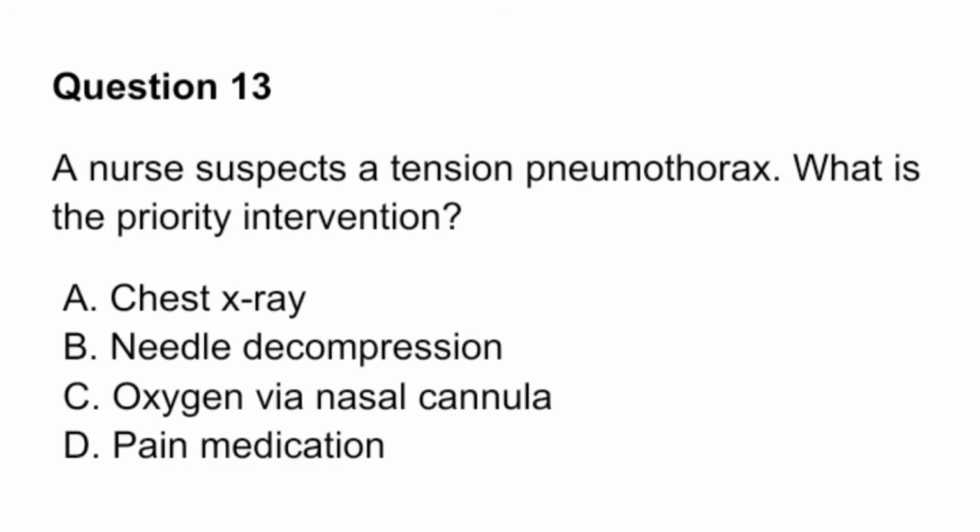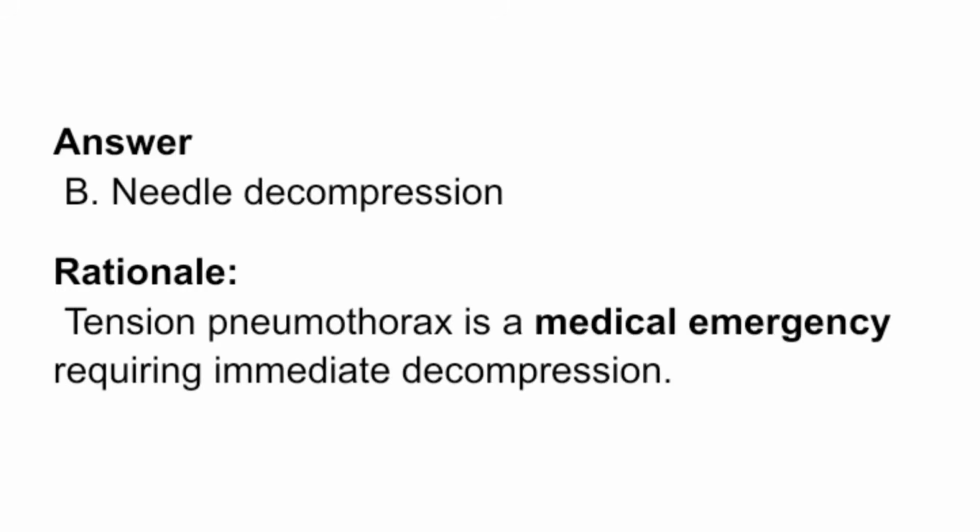Question 13. A nurse suspects a tension pneumothorax. What is the priority intervention? A. Chest X-ray. B. Needle decompression. C. Oxygen via nasal cannula. D. Pain medication. Answer. B. Needle decompression. Rationale. Tension pneumothorax is a medical emergency requiring immediate decompression.